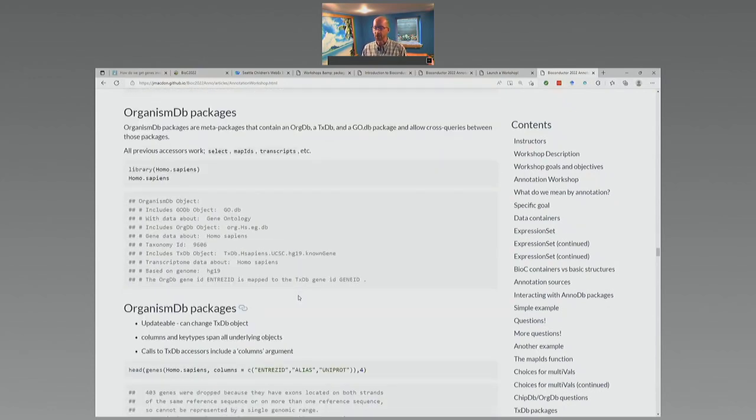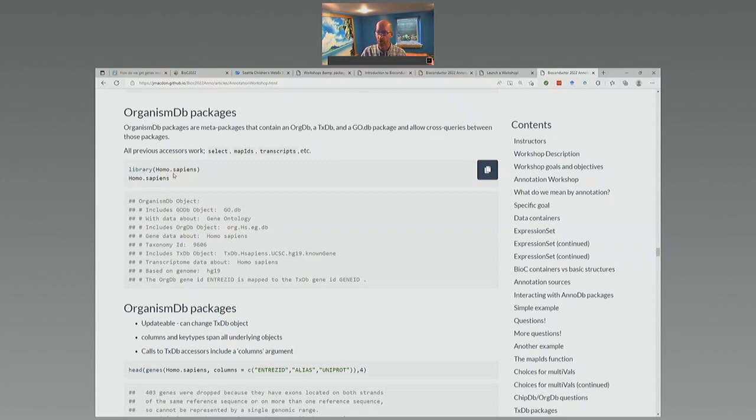So the organism DB packages. One of the things that's hard to do is if you're doing something with a TXDB and you're doing this positional mapping. You've got the gene ID and you're mapping it to how many exons it's got or whatever. You've got this information that's all positional in nature. But if you want to know what the gene symbol is or something like that, that's not in that transcript database, so it's hard to do. If you want to do this cross-mapping of positions and functional annotations, it's hard to do. So we've developed these things called organism DB packages, where we've stuck all of these databases into one package so you can do these cross-database queries.